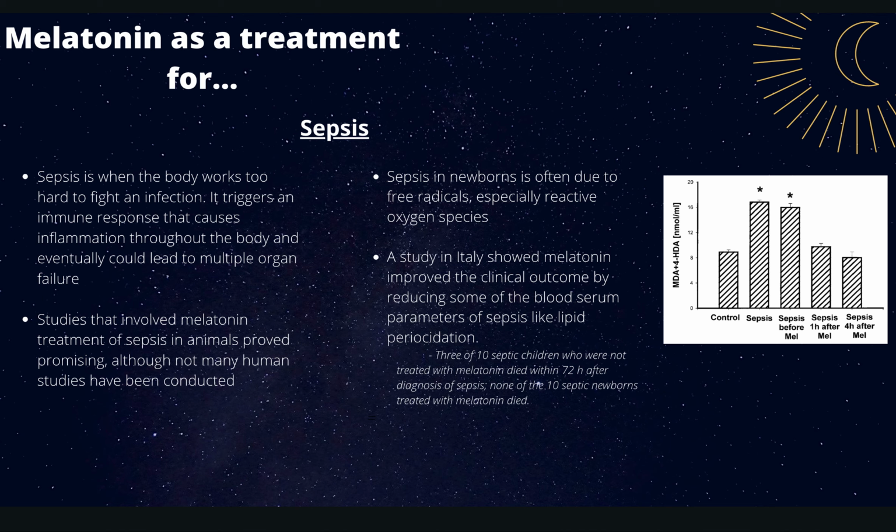And so lipid peroxidation is just another blood serum parameter that they can look at in your blood to see how many of these free radicals or oxygen species that can be damaging to the body and organs are inside this newborn. And so you can see with this graph on the right how this parameter, lipid peroxidation, is significantly decreased after melatonin has been administered during sepsis with these newborns.